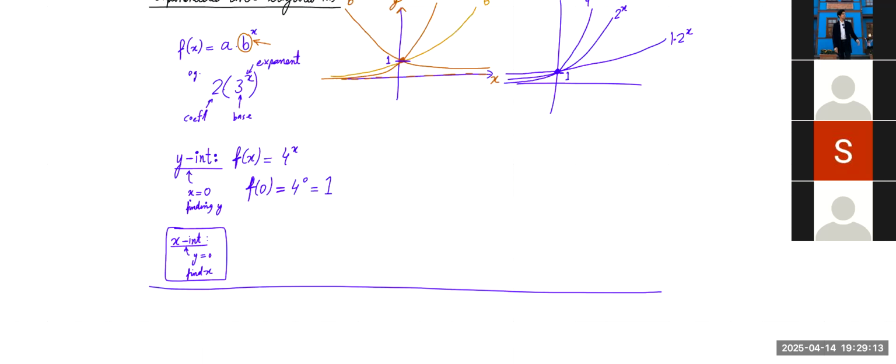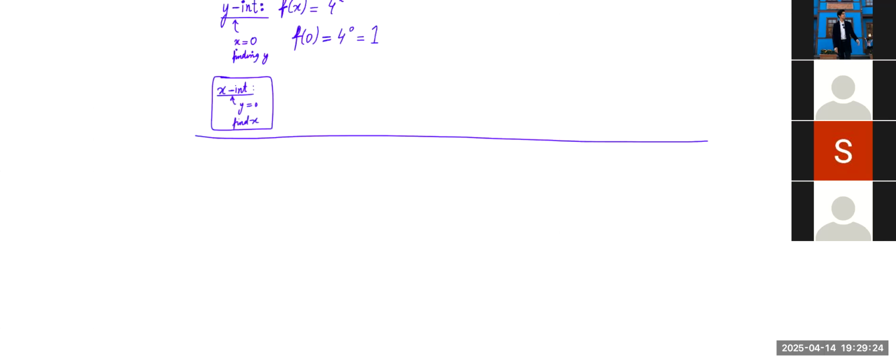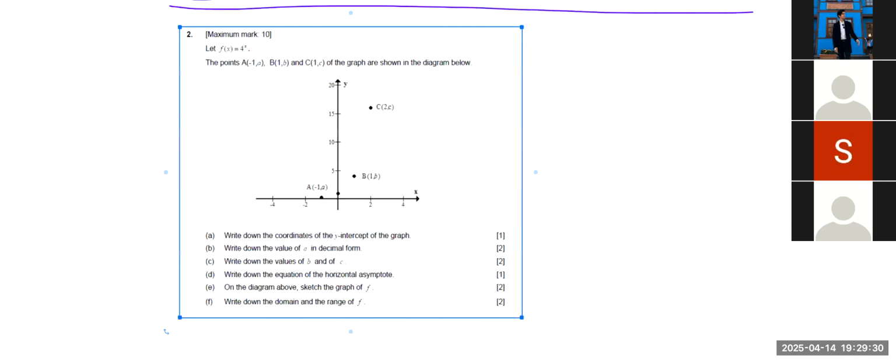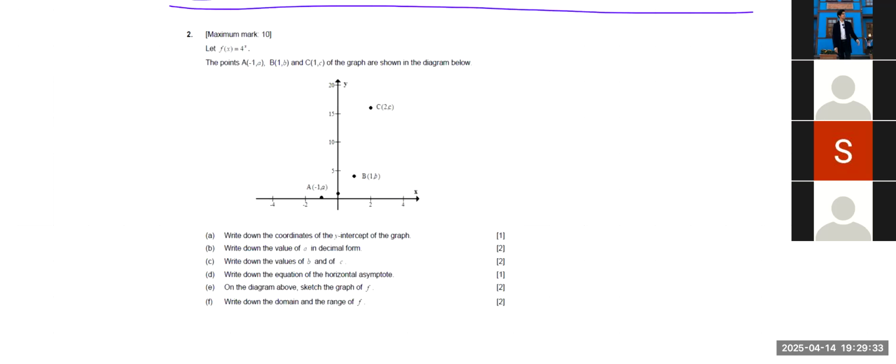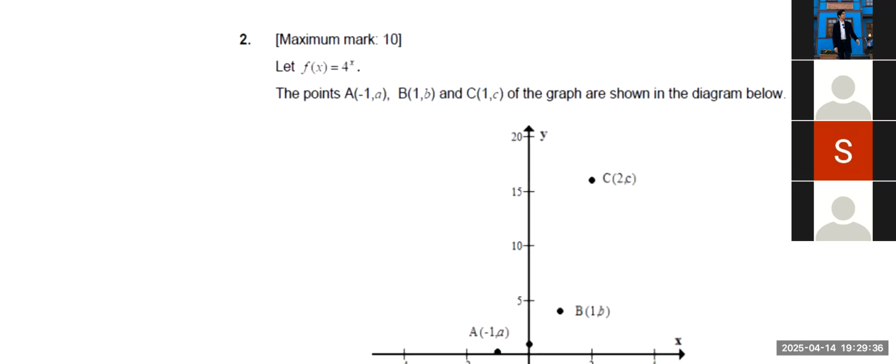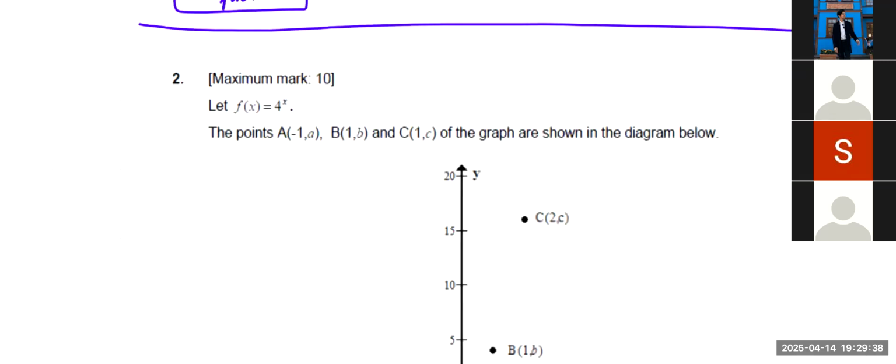Now let's look at a few quick questions. So, for example, this one. We have a function, clearly an exponential. Can anybody tell me why this is an exponential function? Why am I calling it an exponential function? Because it has the to the power of x. Yeah, because x, the variable, is sitting in the power. That's why it's an exponential.